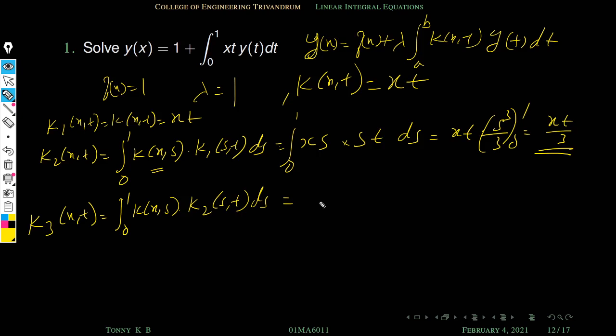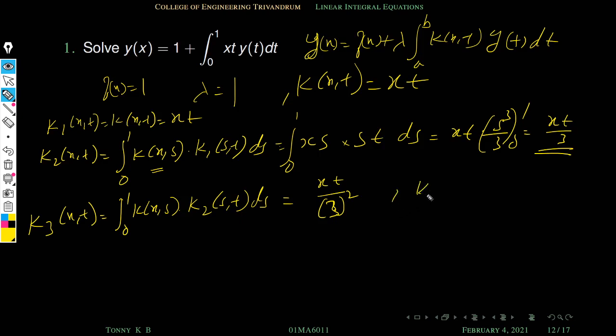What is k3? It's a very simple integration: xt by 9, that is xt by 3 square. To identify a pattern, actually xt by 3 is there. Okay, so I think now you have the pattern of this infinite sequence.